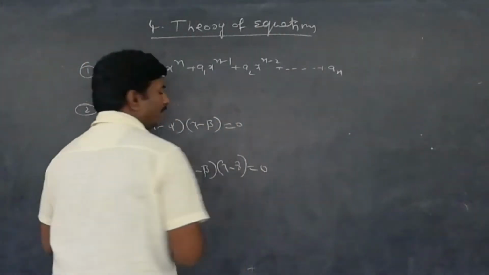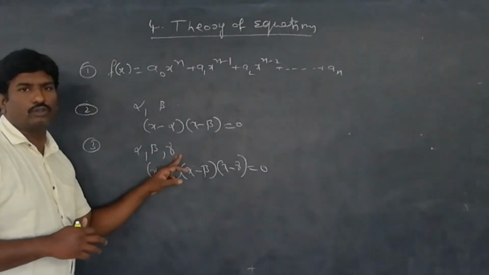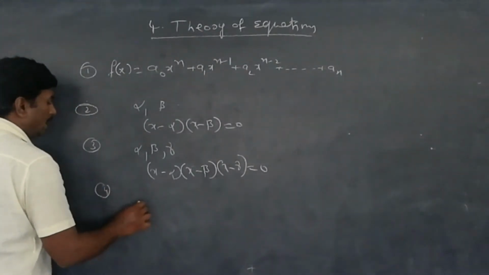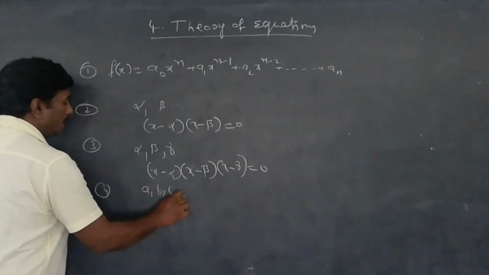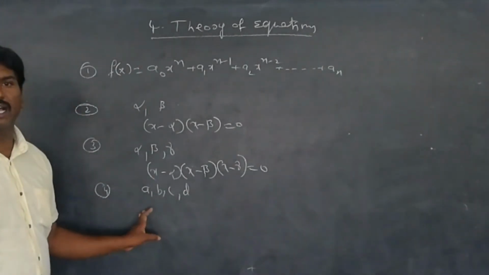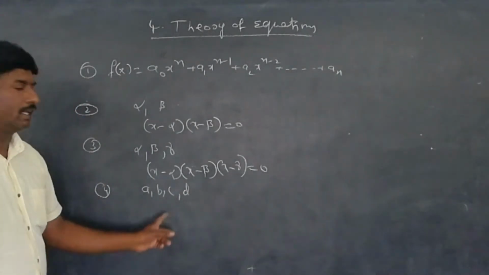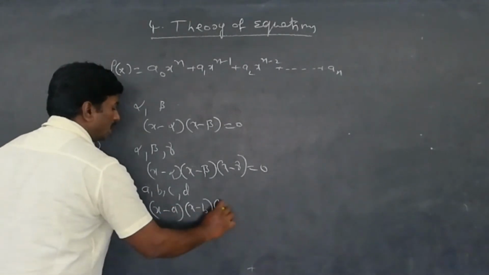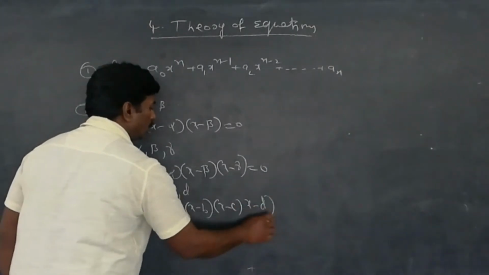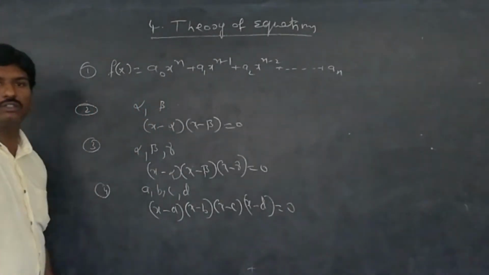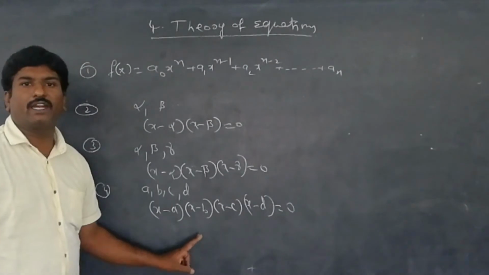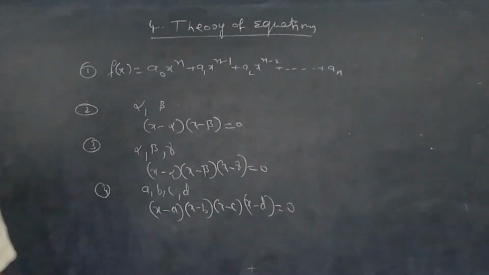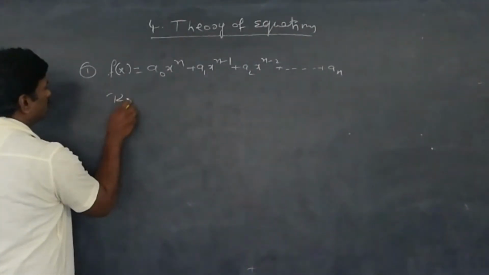Right? So here we have 3 roots, then we get a cubic equation. Like that also you can say. Suppose a, b, c, d are any 4 roots of an equation. Then its equation is x minus a into x minus b into x minus c into x minus d is equal to 0. So like this we can find the equation when we have the roots. So this is one more concept in this. Relation between roots and coefficients.